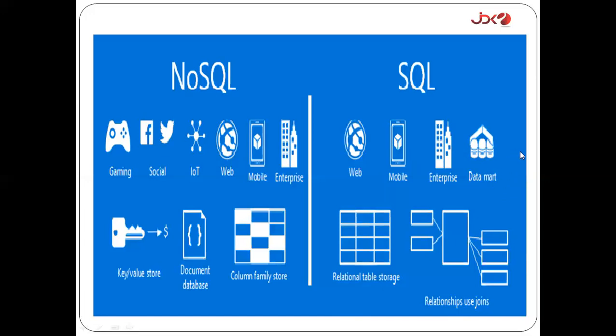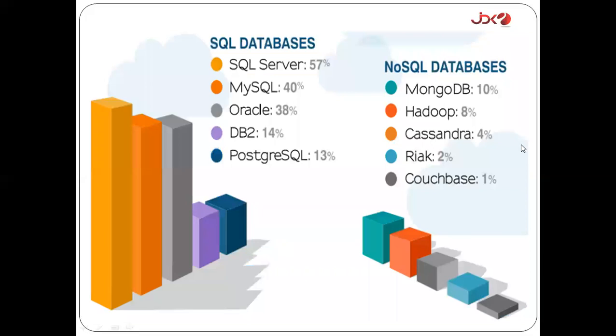So better we move to NoSQL. Here you can understand SQL databases like SQL Server, MySQL, Oracle, DB2, and Postgres. A large percentage of companies use them. But nowadays companies are migrating to NoSQL databases like MongoDB, Hadoop, and Cassandra. Cassandra supports Facebook, MongoDB supports Google applications, and these types of databases use NoSQL.